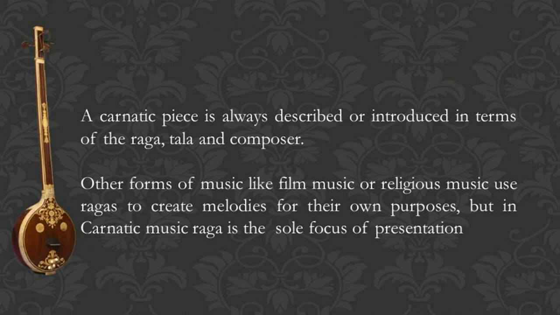But a Carnatic piece, as I said, is always mentioned by talking about the raga and the tala and the composer. Why? Because this is what is central to the music. Even though other forms of music in India draw from ragas, they use ragas for their purposes, it is only in Carnatic and Hindustani music that raga becomes the central focus. The focus of the presentation is the raga. And the presentation revolves around a composition which is set in a particular tala. So that is how these three elements become very crucial in a Carnatic piece.